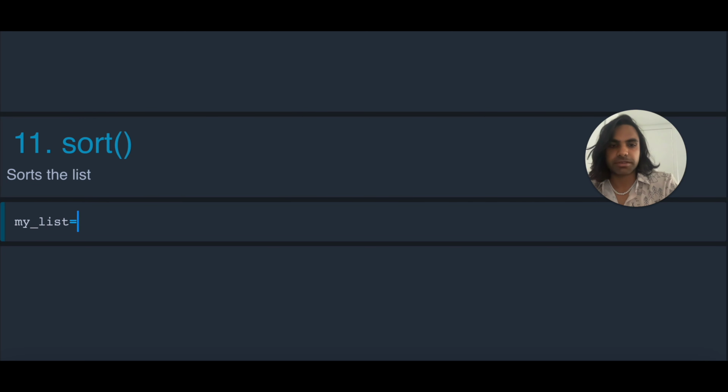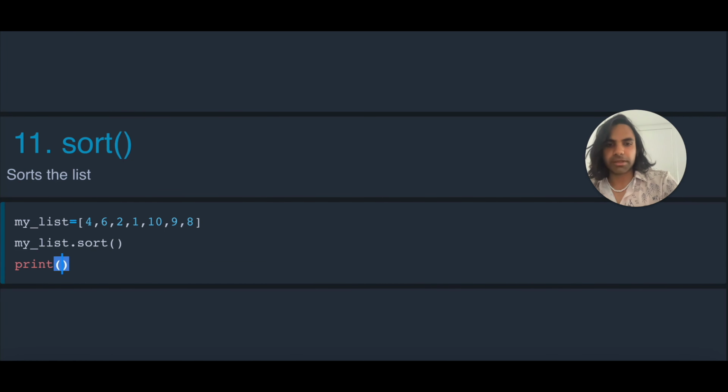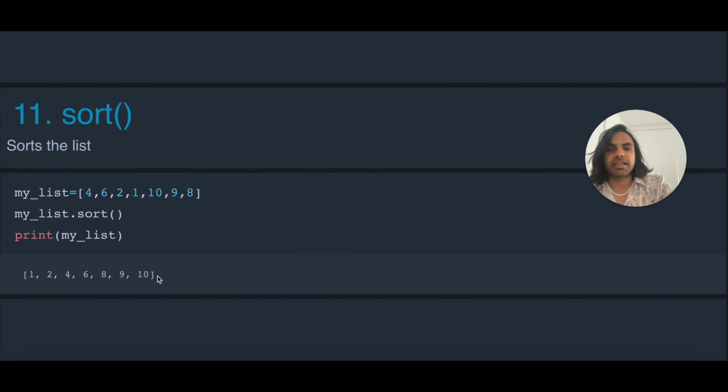So I'm just going to say my list. Let's take a list in which we have unsorted elements. So I'm just going to say 4, 6, 2, 1, 10, 9, and 8. So this is an unsorted list. How can we sort it? We are going to sort it using the method sort. So I'm just going to say my list dot sort. That's all. And then I'm going to print my list. Let's run this code. Okay, as you can see, the list has been sorted in ascending order. Really simple. This is how sorting works in Python.